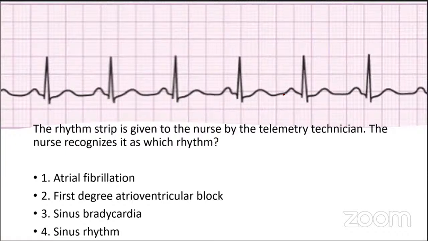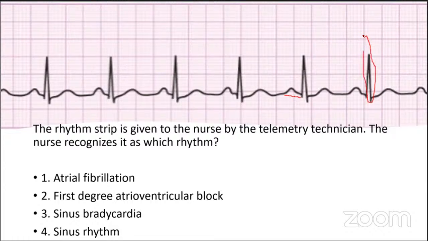Okay, so from the beginning of the P wave to the beginning of the QRS complex is our PR interval, and we want it to be less than 5 small boxes. Again, this is within range. This is less than 5 small boxes. Again, look at the QRS complexes. Their legs are touching together.